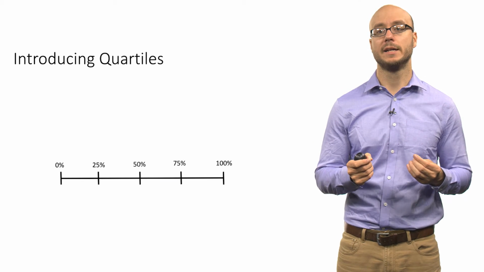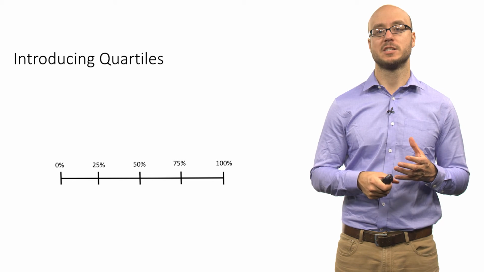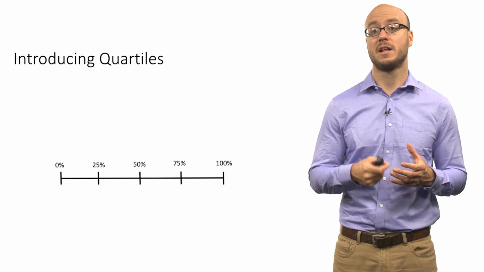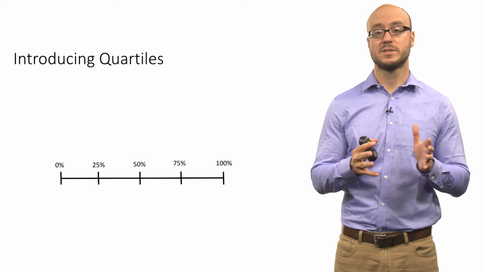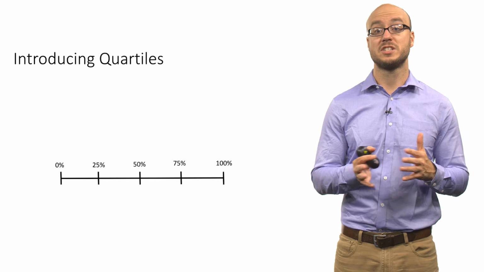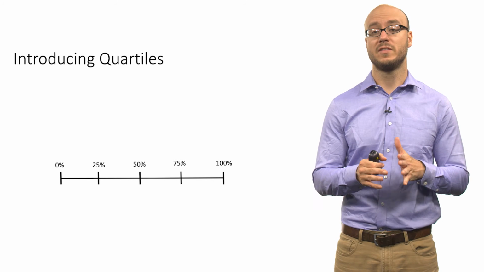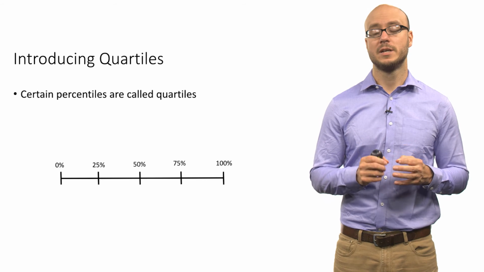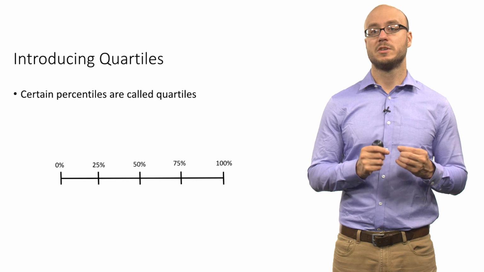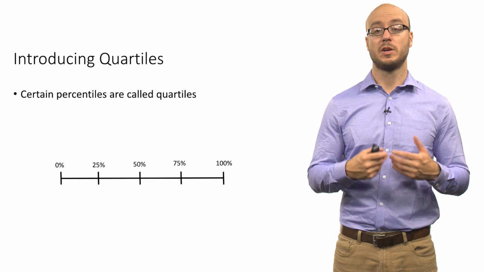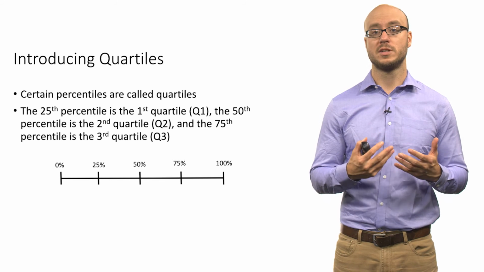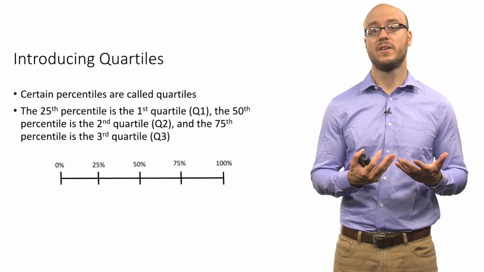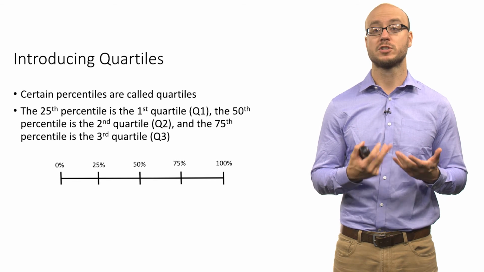So here's a number line marking different percentiles. We have the 0th percentile, the 25th percentile, 50th percentile, the 75th percentile, and the 100th percentile. These percentiles just indicate the percentage of the data that lie below a certain value. So the 50th percentile, 50% of the data lie below that value. It's sometimes useful to distinguish certain kinds of percentiles that we call quartiles. So the 25th percentile is the first quartile.